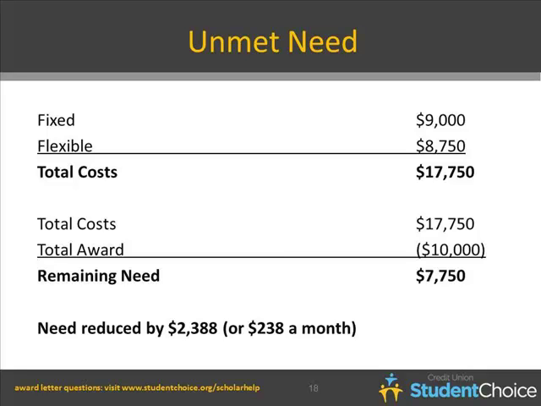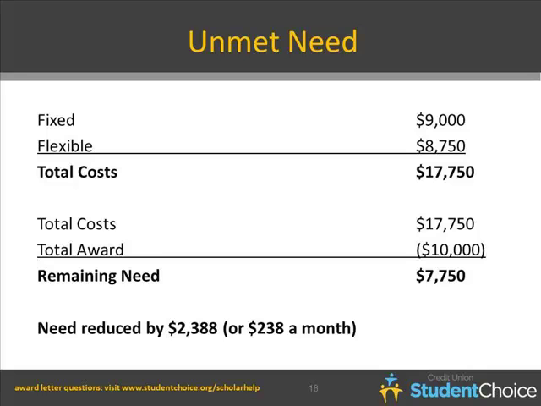The award package that we were receiving was $10,000. So our overall need is only $7,750. And if you remember in our example, we started out needing $10,138. So just by sitting down and going through our own budget, we were able to reduce our need by over $2,300, which of course equates to borrowing $2,300 less.